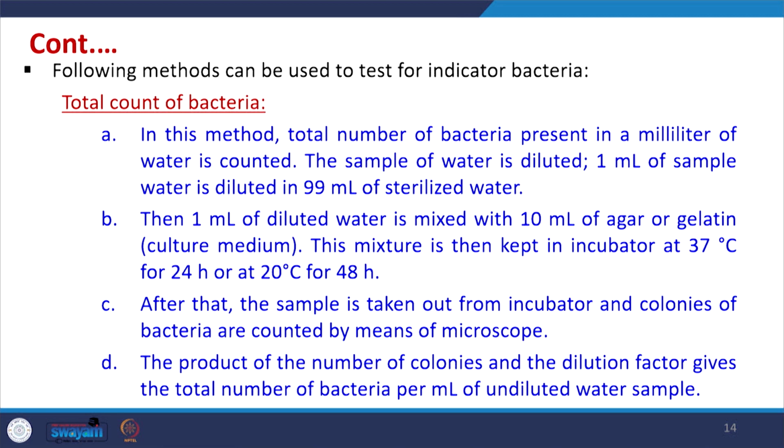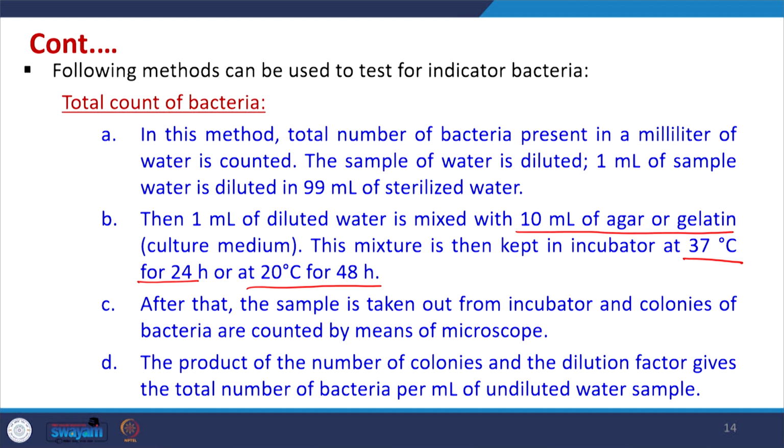The following methods can be used to test the indicator bacteria. Total count of bacteria is one of the methods. In this method, the total number of bacteria present in 1 milliliter of water is counted. The sample is diluted, 1 ml of sample is diluted in 99 ml of sterilized water, and then this diluted water is mixed with 10 ml of agar or gelatin. This mixture is then kept in the incubator at 37 degree centigrade for 24 hours or at 20 degree centigrade for 48 hours. After that, the sample is taken out from the incubator and colonies of the bacteria are counted.